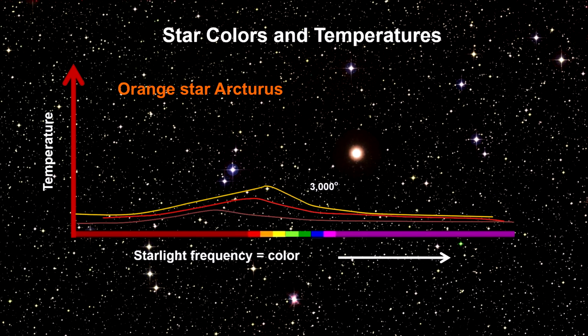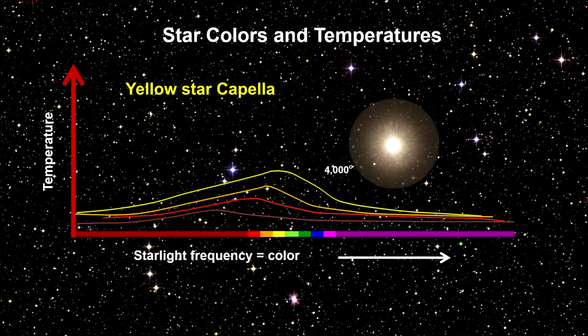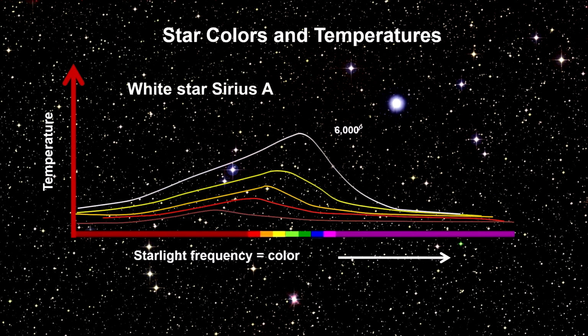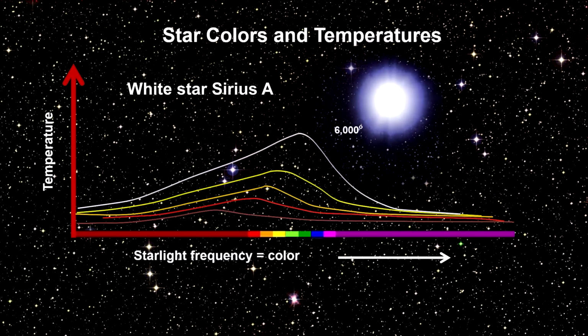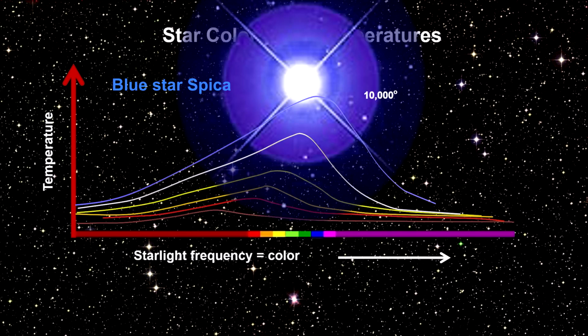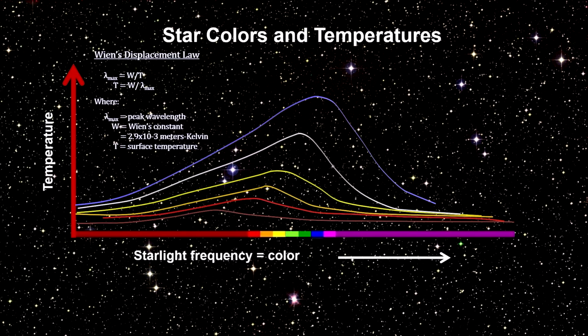By 3000 degrees, the red has morphed to orange. Arcturus is an example of this. By 4000 degrees, it is quite yellow. Capella and our own Sun are yellow. Around 6000 degrees, it is turning white. The star Sirius A is an example of this. And by 10,000 degrees, it has a distinct bluish color. Spica is a good example of a blue star. So the bottom line is, measure the color of a star by the frequency of the light it emits, and you've determined its temperature. It's that simple.